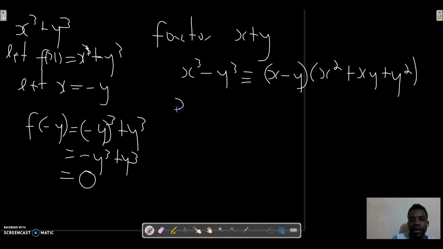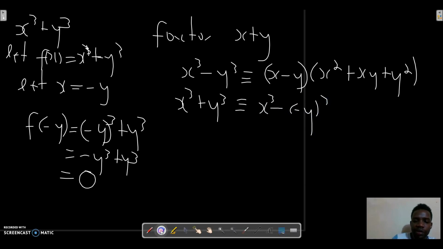Now I want x cubed plus y cubed, and I want to apply the same concept. I want to use the difference of two cubes to do this. How do I do that? I simply rewrite this expression. So we can write it as x cubed minus negative y cubed. Why can I do that? Because when we have two consecutive minus signs like that, it becomes an addition sign. So it has the same value as saying x cubed plus y cubed.